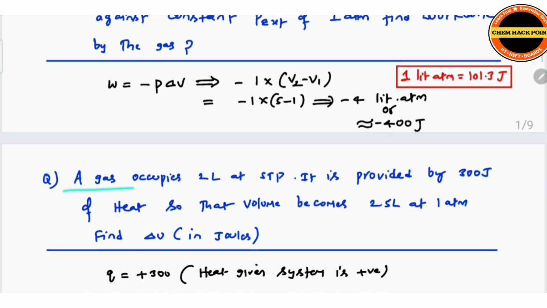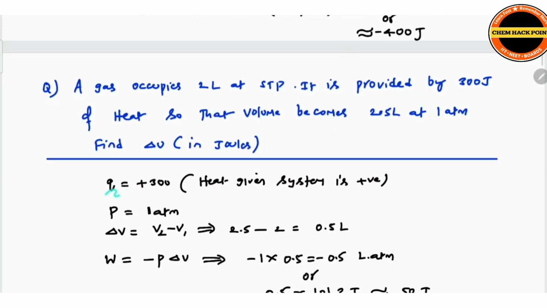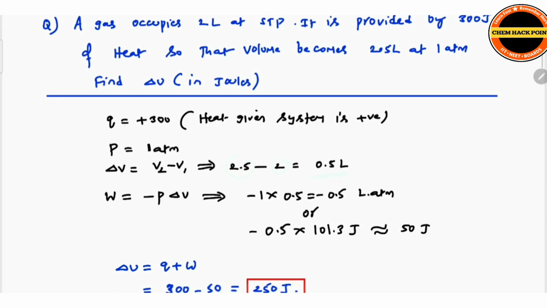Another question: a gas occupies 2 liter at STP. It is provided with 300 joules of heat, so that volume becomes 2.5 liters at 1 atm. Find delta U in joules. How to solve such questions? See here. Q is plus 300 because heat given to system is positive. P is 1 atm given. Delta V is V2 minus V1, 2.5 minus 2, 0.5 liters. W formula is minus P delta V. So if you substitute the values, minus 0.5 liter atmosphere. If you convert into joules, you will get 50 joules approximately.